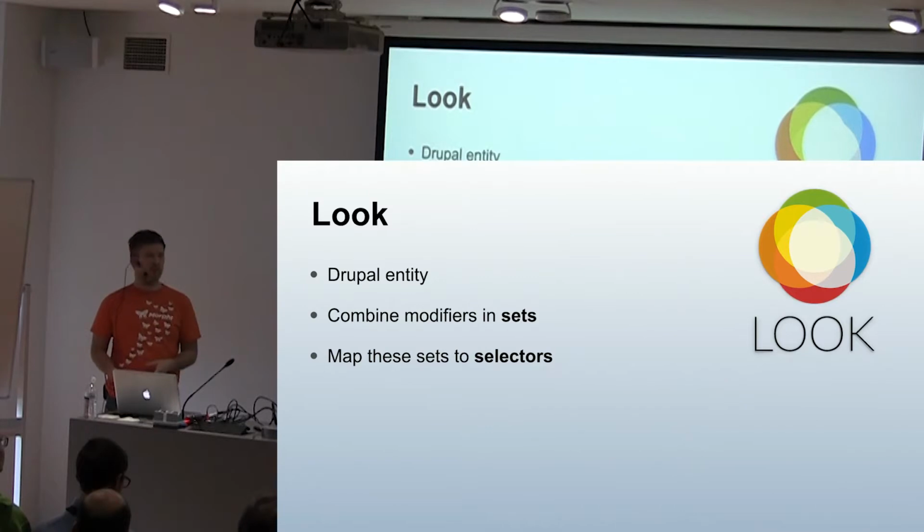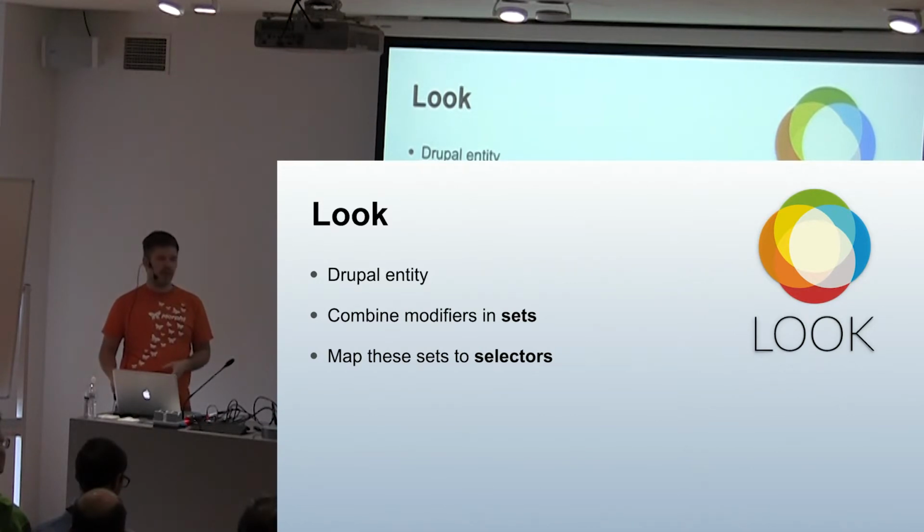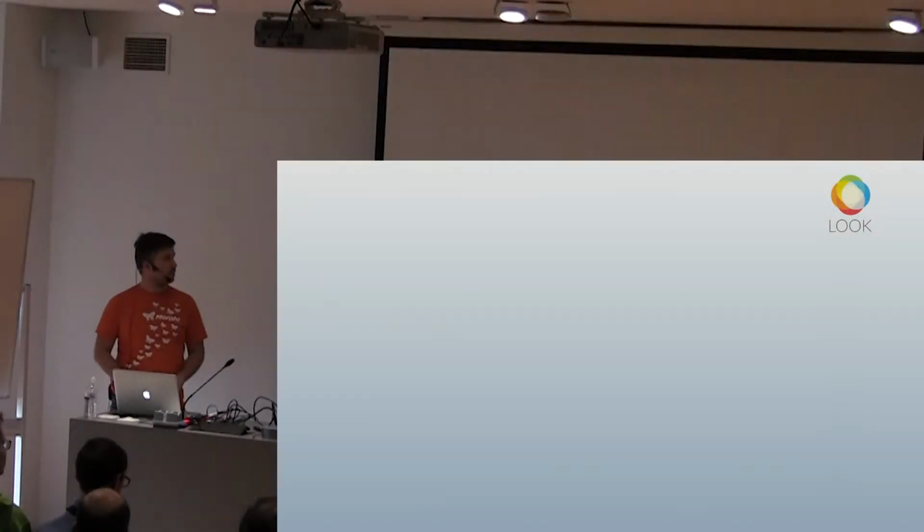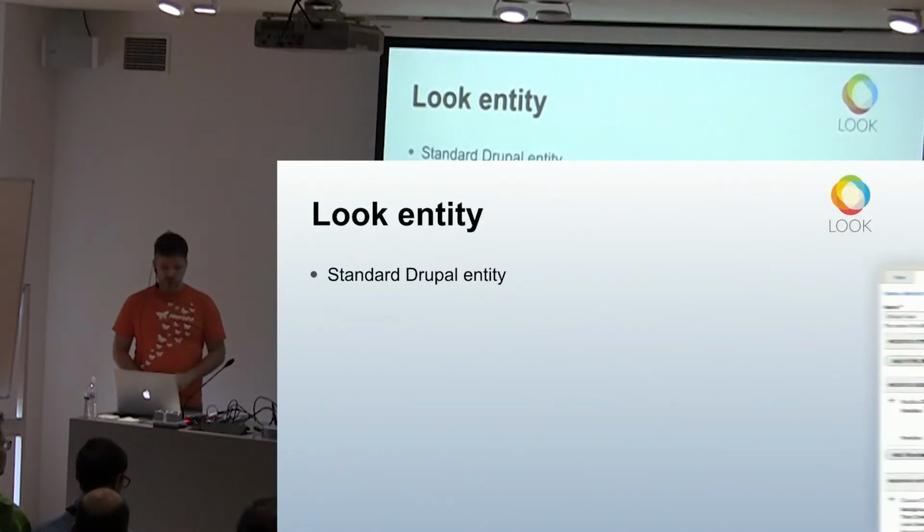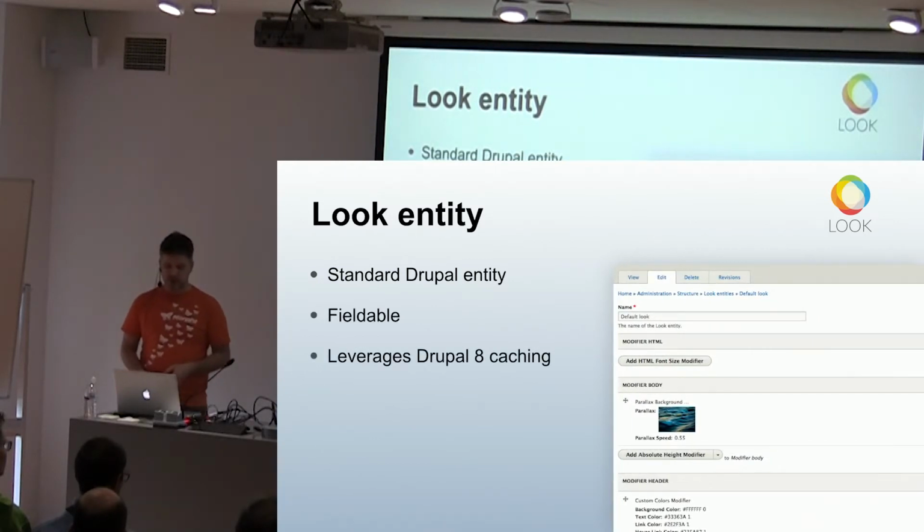And we have provided some conditions. I will be showing them later. So in the look, you will define a modifier set, and then the set will be mapped to the actual selector from your template. I will show it in detail. So the look is a standard Drupal entity. So you can see the fields and the UI will be familiar for you and for the editors. It's fieldable and it uses the Drupal cache. So that's important. I will show you why.